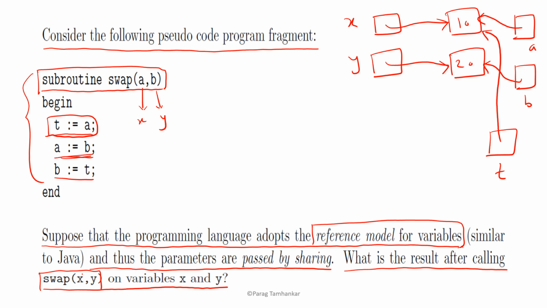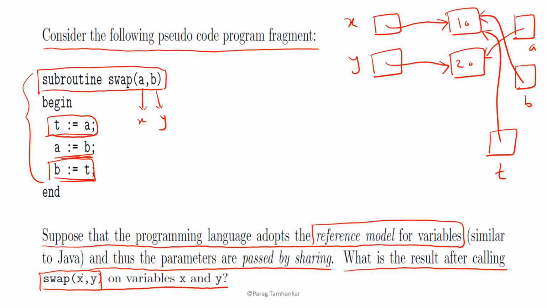Then a assigns b. What does it mean? This means that a, instead of referring to 10, will now refer to where b is referring to, that is 20. Okay, because b is referring to 20, so a, instead of referring to 10, will refer to 20. And then the last statement is b assigns t. It means that b, instead of referring to 20, will refer to where t is referring to. So t is referring to 10, so b will also refer to 10.